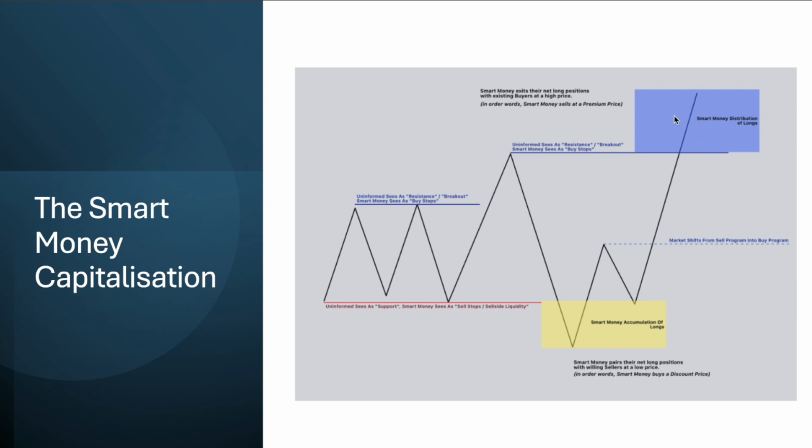And then we're going to see this as a means of buy stops, and then we're going to have our distribution of longs above this high. In other words, we're going to sell at a premium price to these people that are willing buyers at a high price.